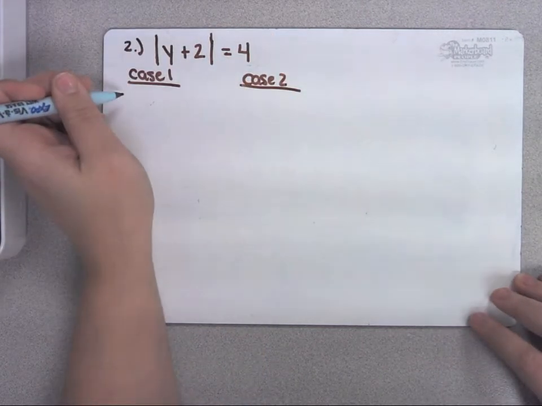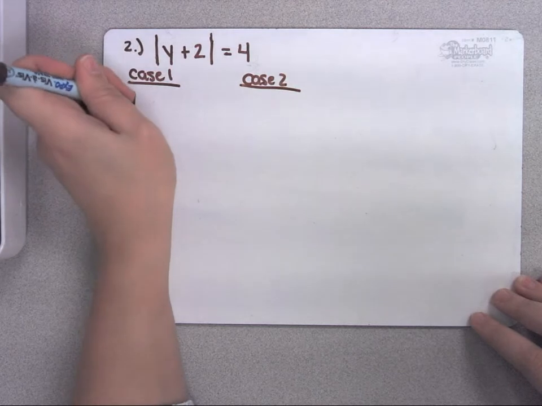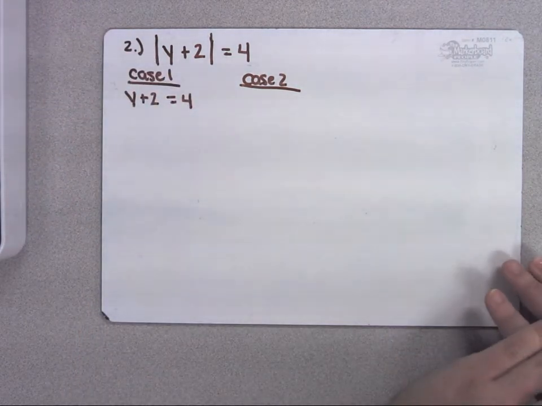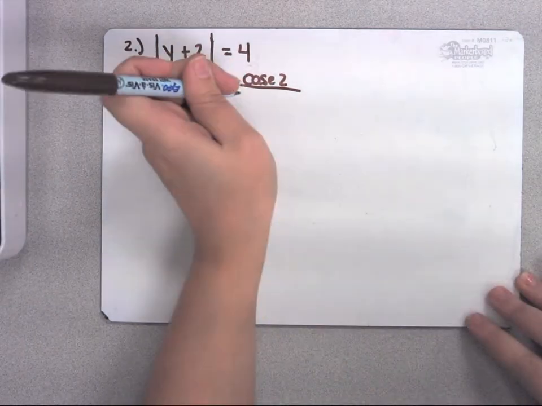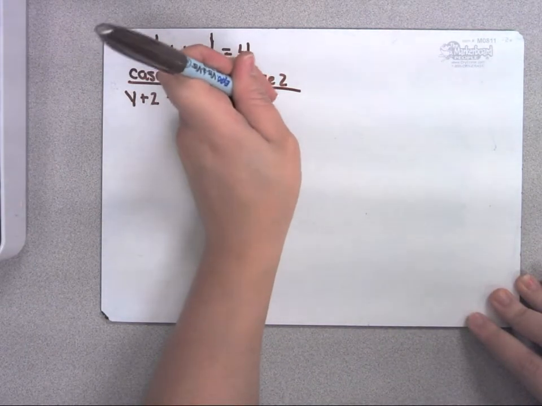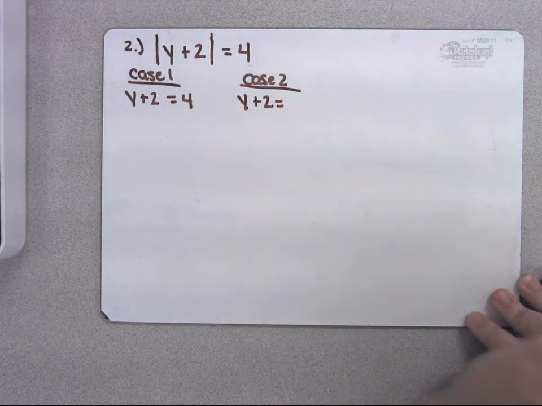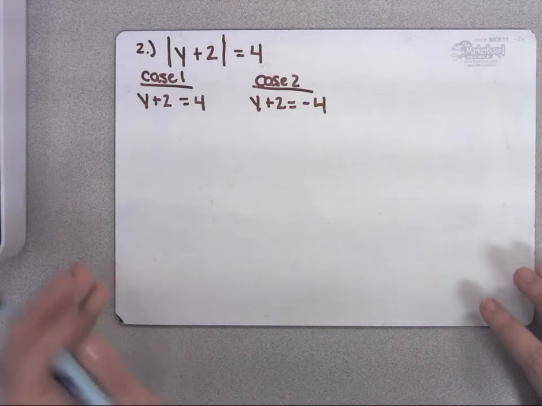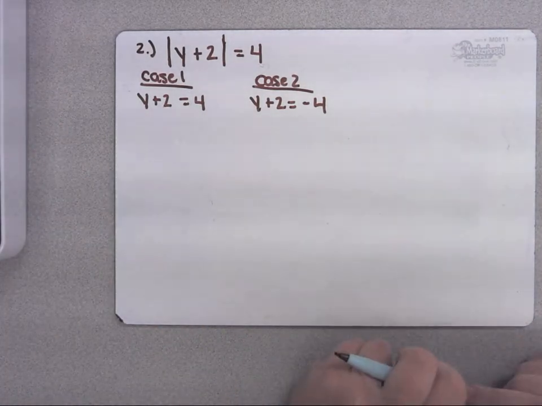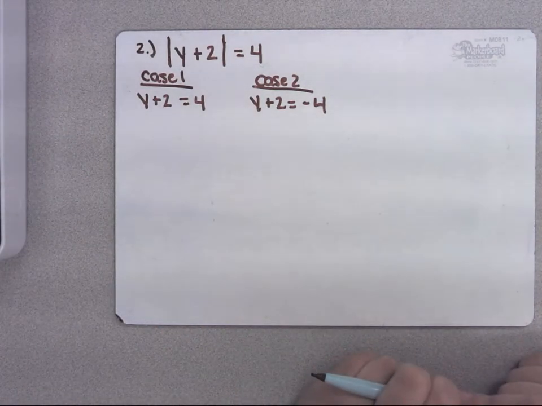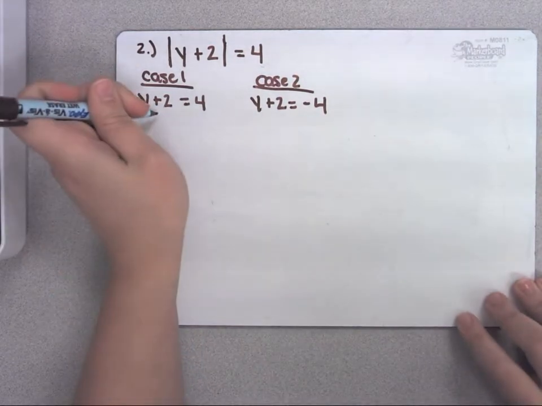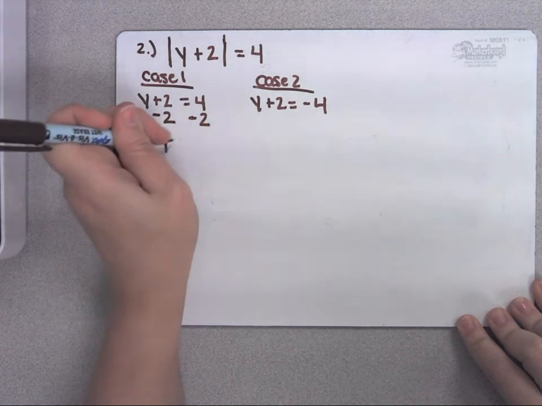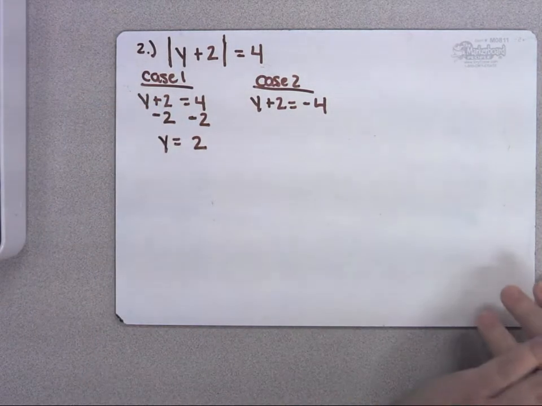Okay, what am I going to write under case 1? Jacoby, what am I going to write underneath case 2? Correct. Blake, how do I solve both of these? What am I going to do to get y by itself? Yes, I'm going to subtract 2 from both sides. 4 minus 2 is just 2.